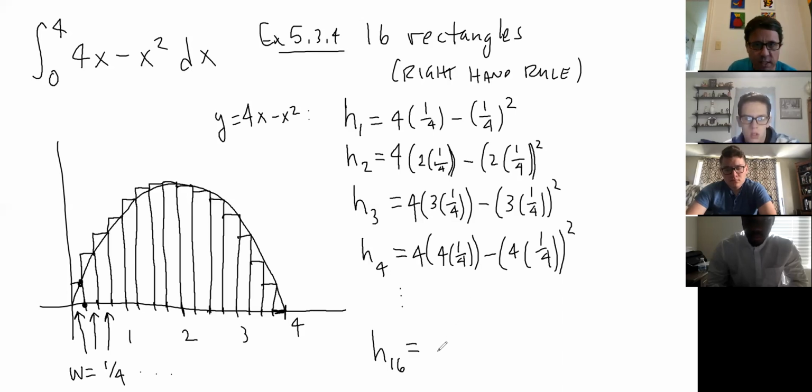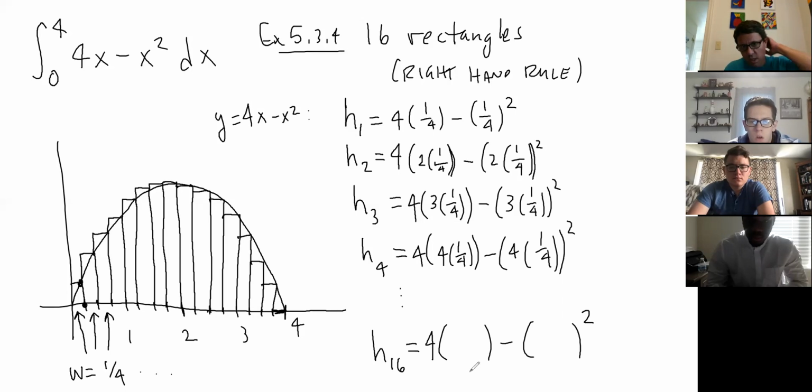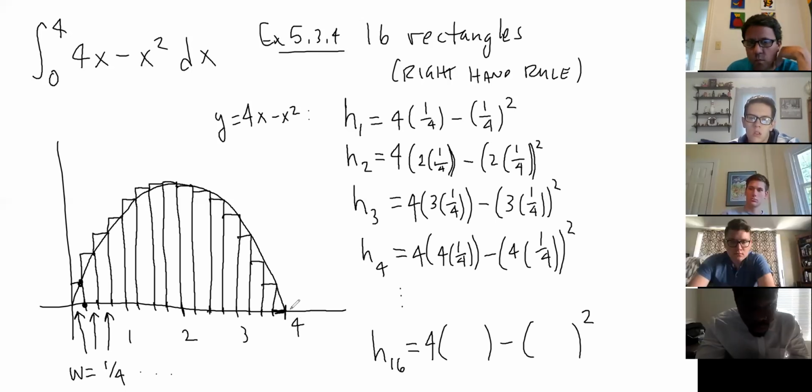So height 16, you know the answer is 0 because I can see it from the picture. I don't go up at all. To continue the pattern, I need a 4 here, I need a squared thing here. But then what's the value of x that I'm plugging in? What is the x value I'm plugging in? Oh, it's 0. 16 times 1/4. I mean, that's the pattern we're going on, isn't it? That's right. So yeah, the height will end up being 0.